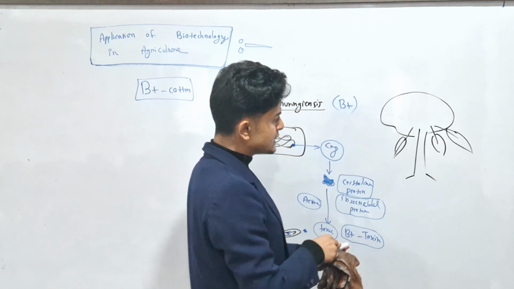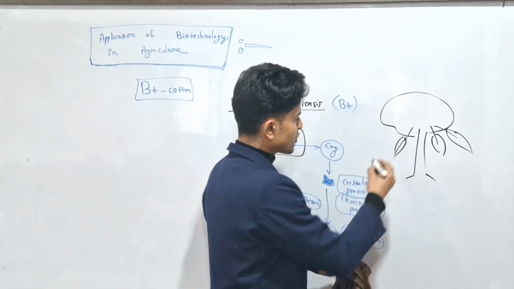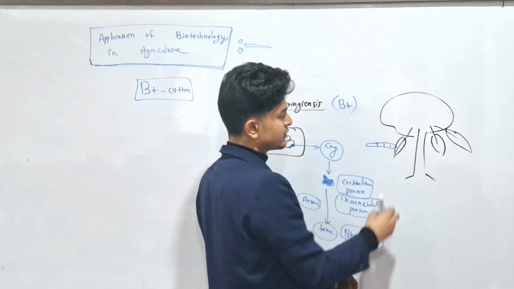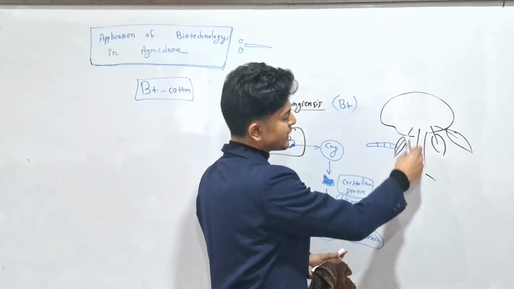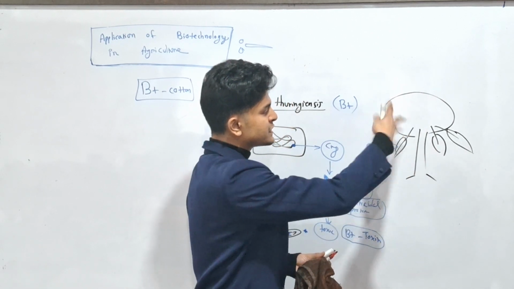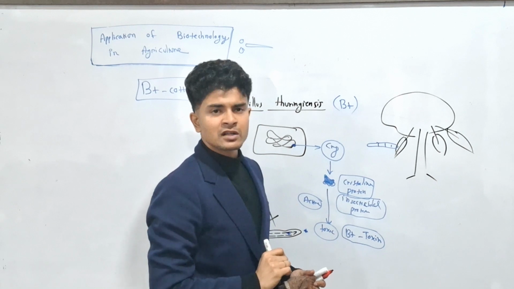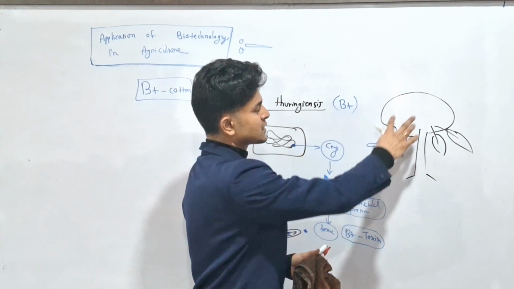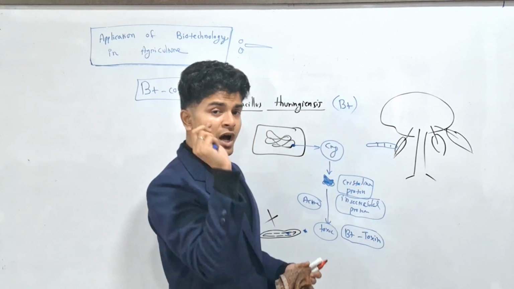Suppose suddenly a caterpillar came. What will it do? It mostly feeds on the leaves of the cotton plant. So all the leaves will be eaten by that caterpillar, so obviously it is harming the cotton plant. Now how can we protect the cotton plant from the caterpillars? What can we do?